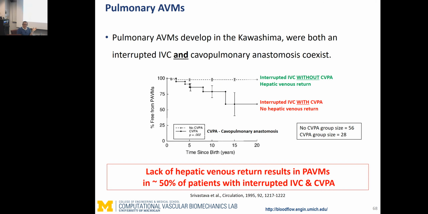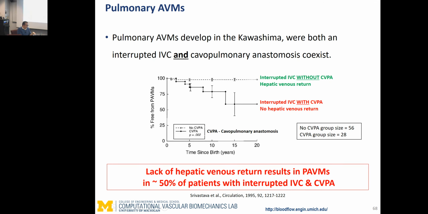How often does this happen? A lot. This is what this graph tells you. This graph looks at groups of patients that have some abnormality in the venous circulation. Going back to your question, we're as different inside as we are outside. So these are patients that have maybe an interrupted inferior vena cava, but a normal heart.